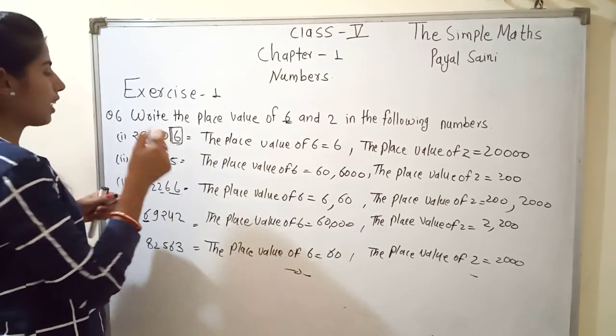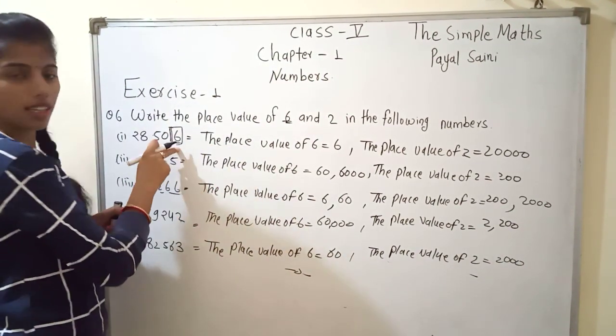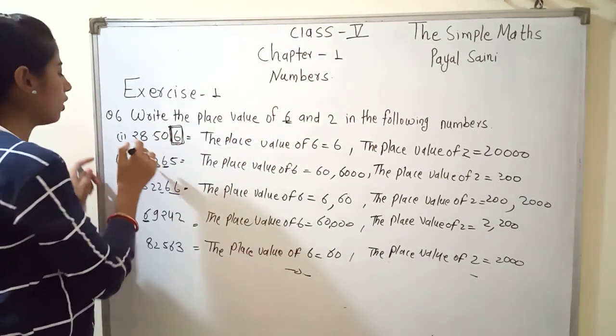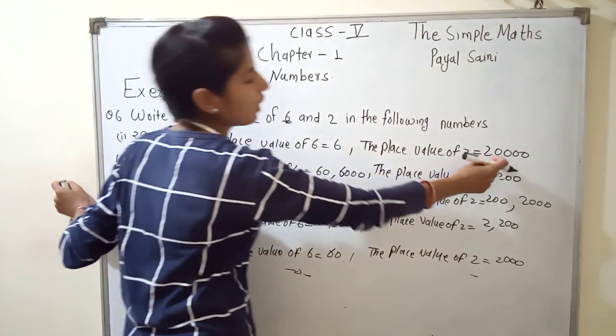Like that we can see here the place value of 6 is 6, because 6 sits on the one's place, and here 2 sits on the 10,000 place. Then our answer is 20,000.